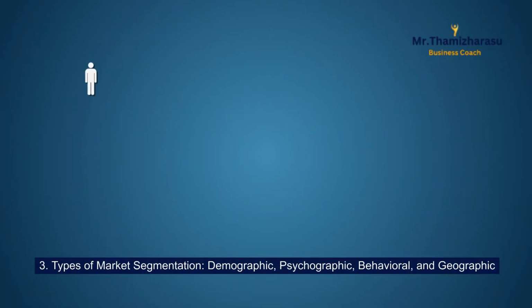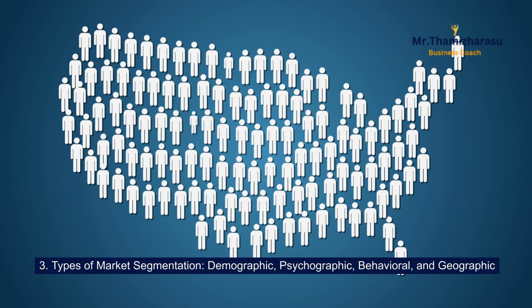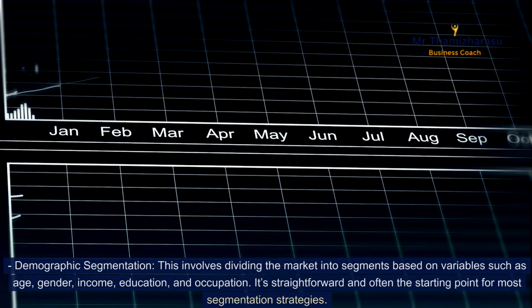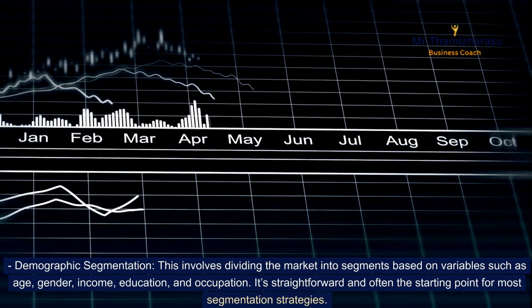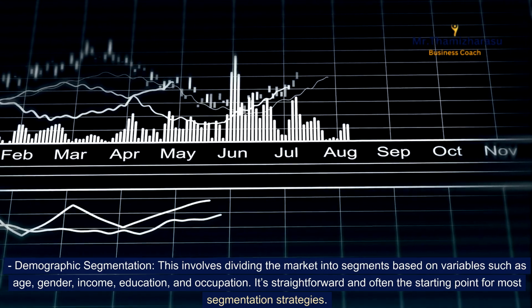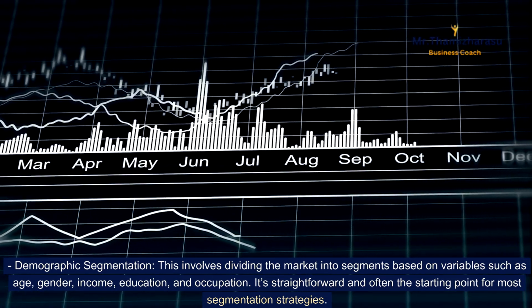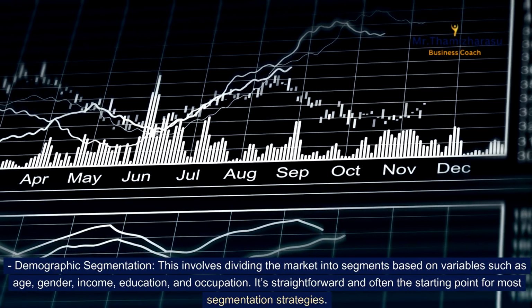3. Types of market segmentation. Demographic, psychographic, behavioral, and geographic. Demographic segmentation. This involves dividing the market into segments based on variables such as age, gender, income, education, and occupation. It's straightforward and often the starting point for most segmentation strategies.